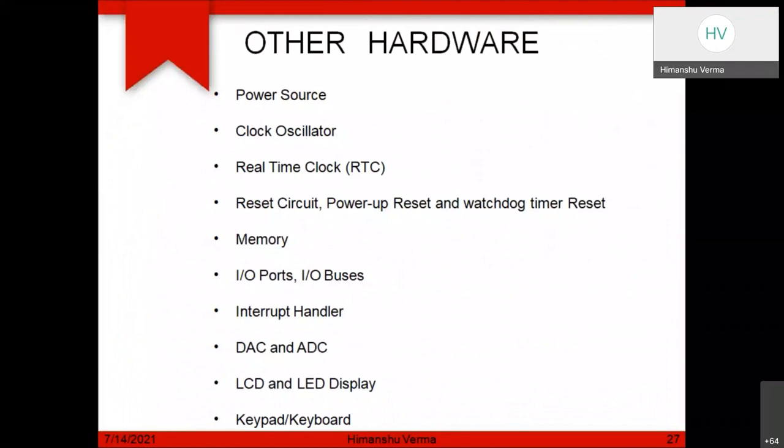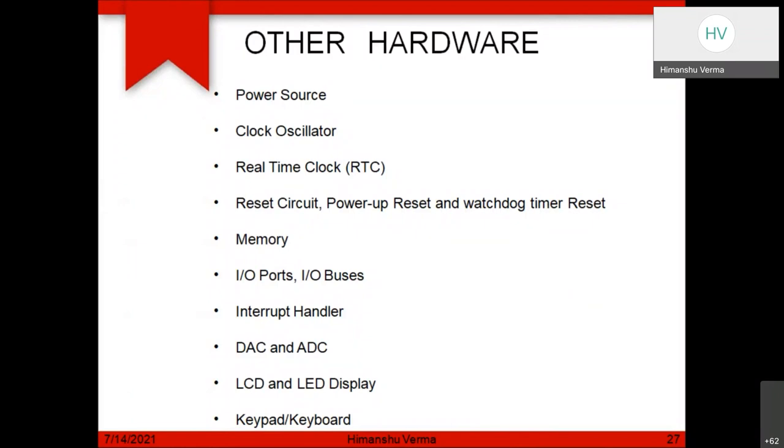So, let's talk about some other hardwares. Of course, these hardwares might be application specific. We need not use all these hardwares for an embedded system. Now, what are these hardwares? For example, power sources, clock oscillators, real-time clocks, reset circuits, power-up reset, watchdog timers, memory, input-output ports, interrupt handler, converters, the digital to analog or maybe analog to digital, some display units, and maybe some input units in the form of keypad or maybe a keyboard. So all are task specific.